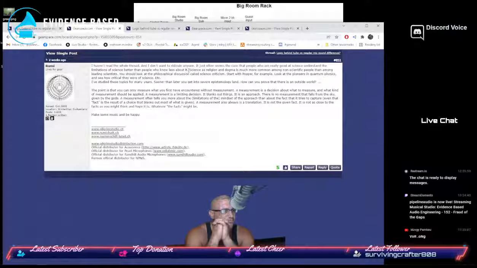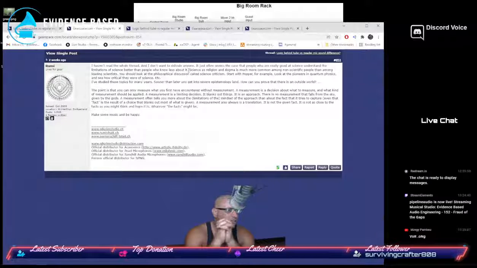A measurement is a decision about what to measure and what kind of measurement should be applied. Okay. In this case, we want to know if these things sound different. Is the frequency response the same? Is the input to output level response the same? Is the distortion level about the same? And does it add too much noise that we can't tell what it is? What is all this? Are these questions even about this question?